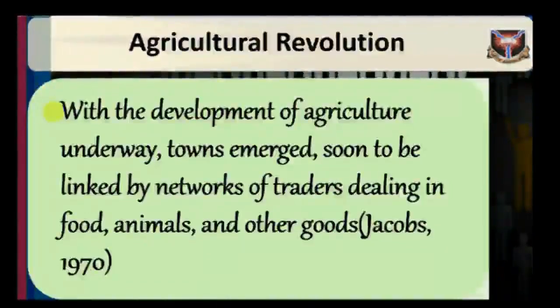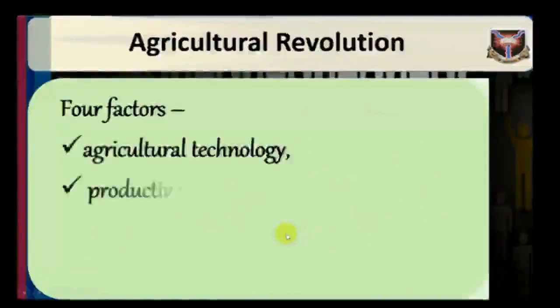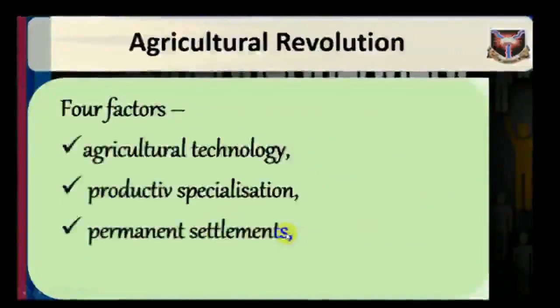With the development of agriculture underway, towns emerged, soon to be linked by networks of traders dealing in foods, animals, and other goods. Jacobs, 1970. These four factors, agricultural technology, productive specialization, permanent settlement, and trade, were the keys to a revolutionary expansion of the economy.